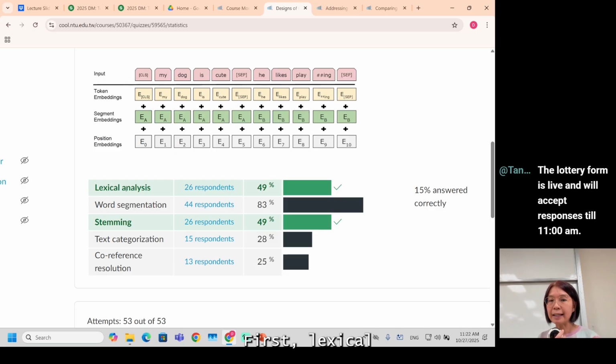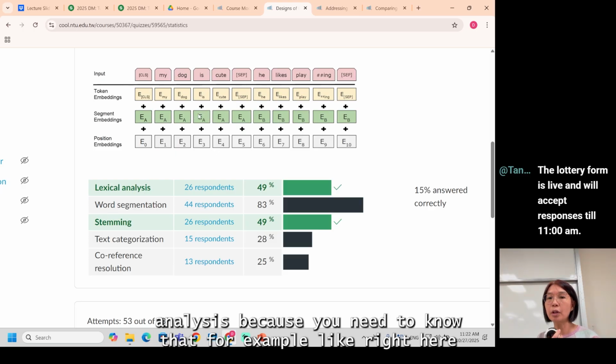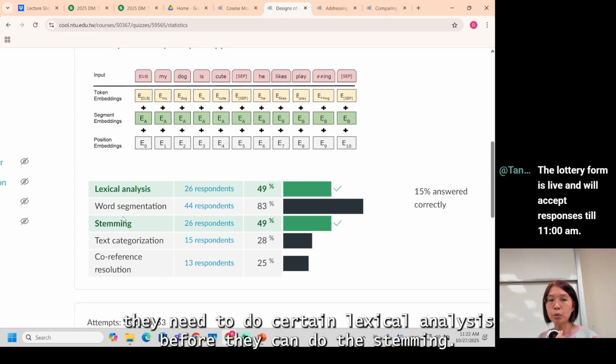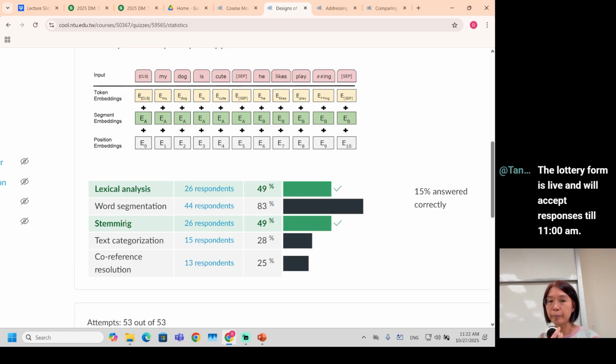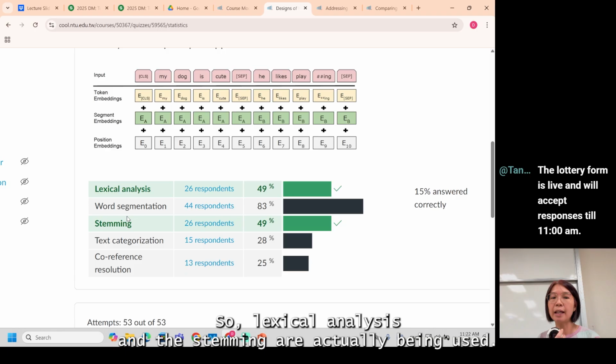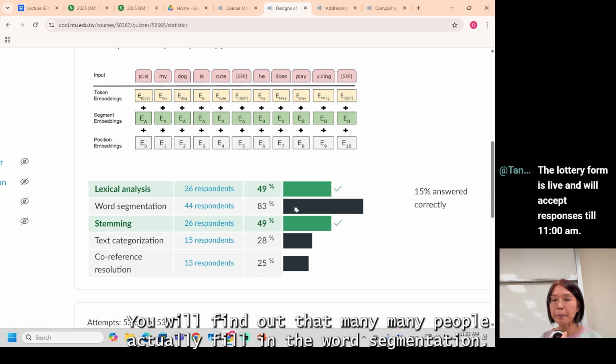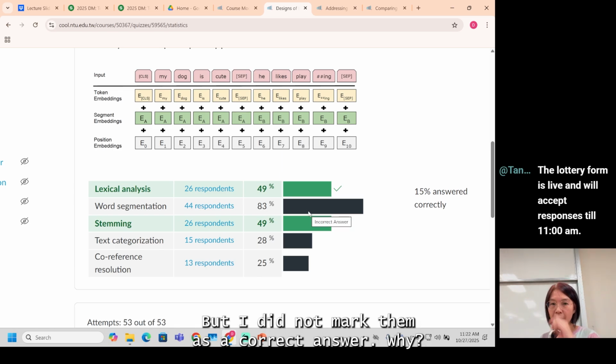Okay, first, lexical analysis, because you need to know that, for example, like right here, play ing, and some of the words right here, they need to do certain lexical analysis before they can do the stemming. Okay, so lexical analysis and stemming are actually being used. Next one, word segmentation. You will find out that many people actually filled in word segmentation, but I did not mark it as a correct answer.